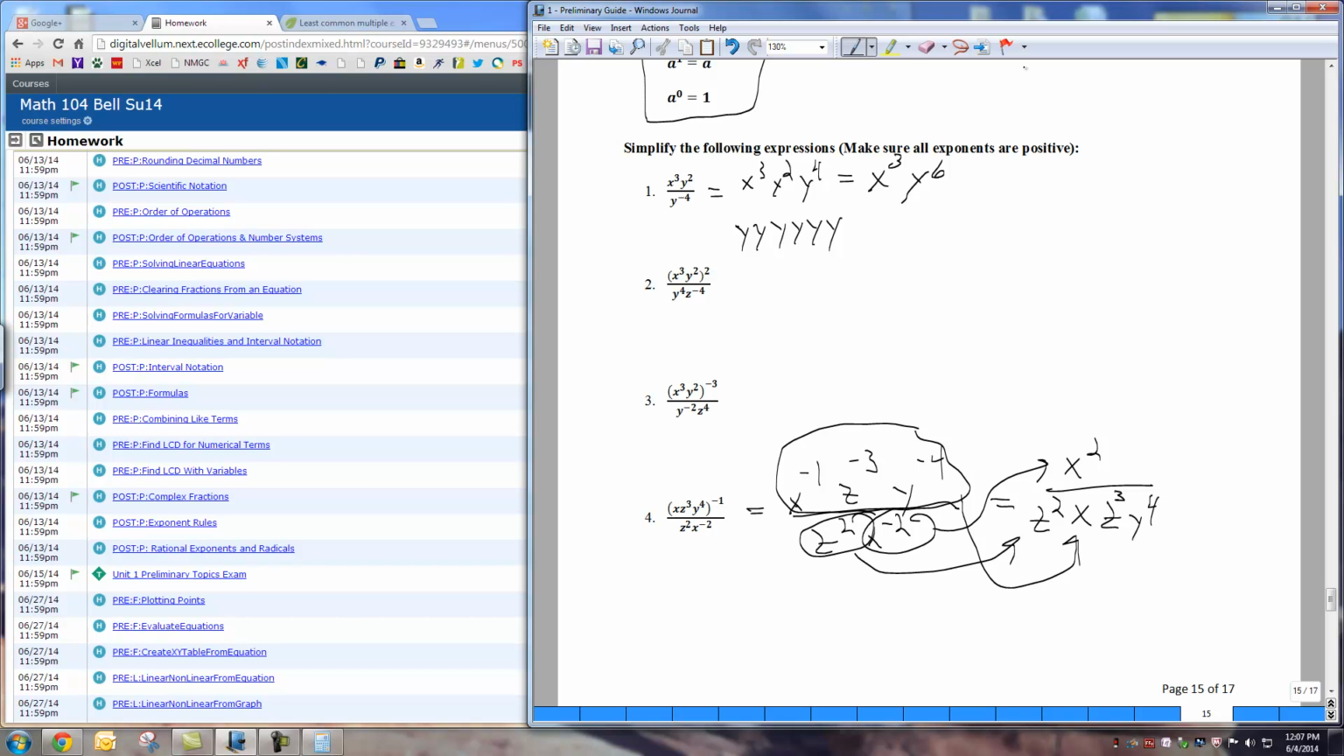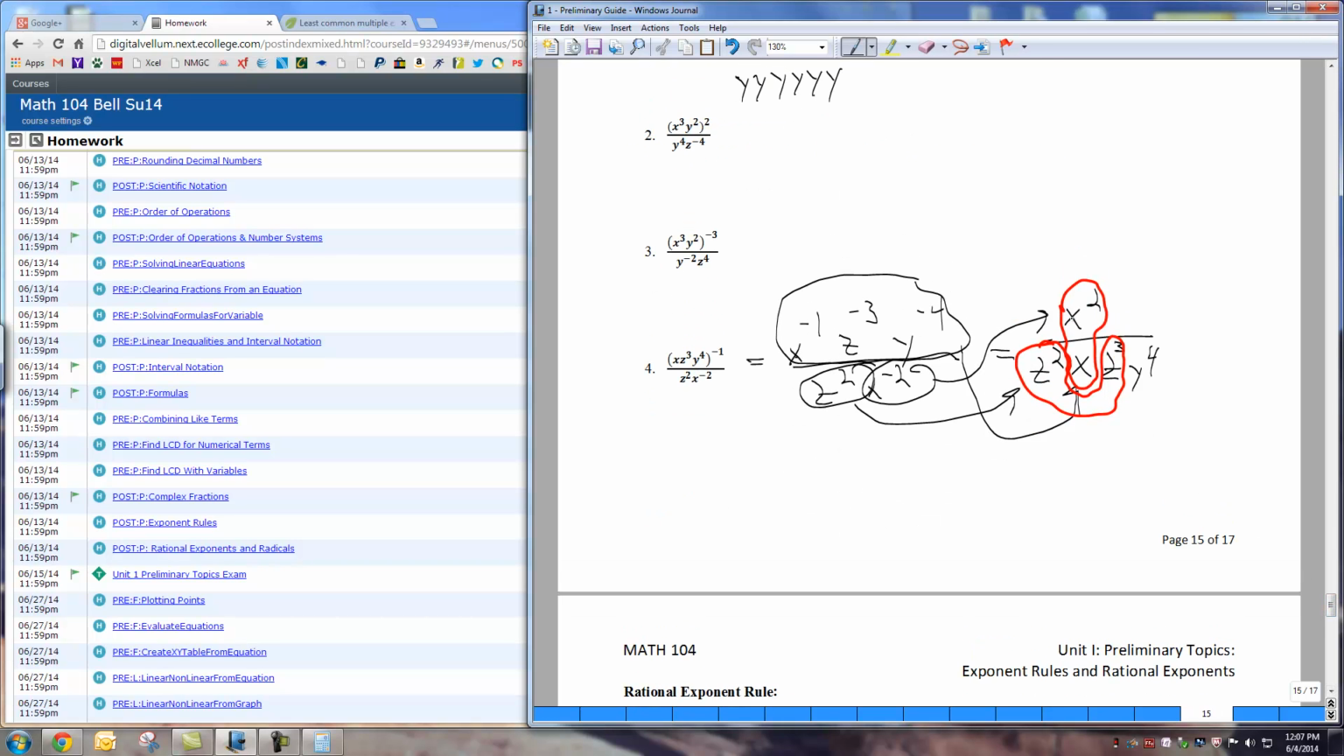Okay, now I do have some like terms. I've got these x's right here that I can do some reduction on, and I've got these z's down here that I can do some reduction on. The y is just going to stay there. There's nothing else I can do with it. So, x squared over x. There's 2 x's here, and I'm dividing by 1. So all I'm left with is 1x.